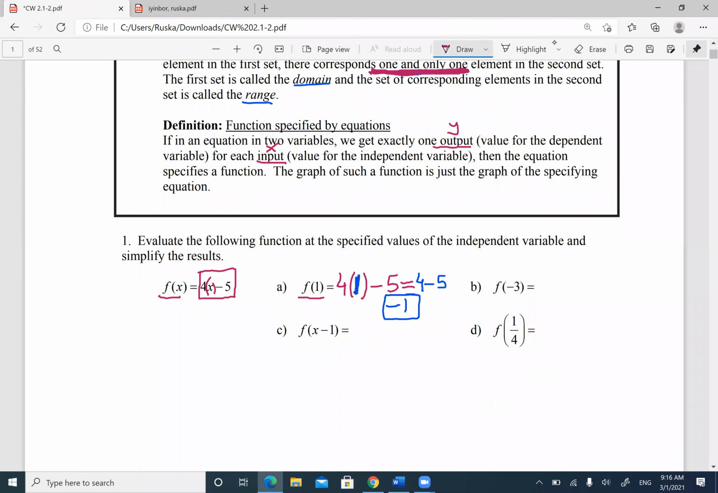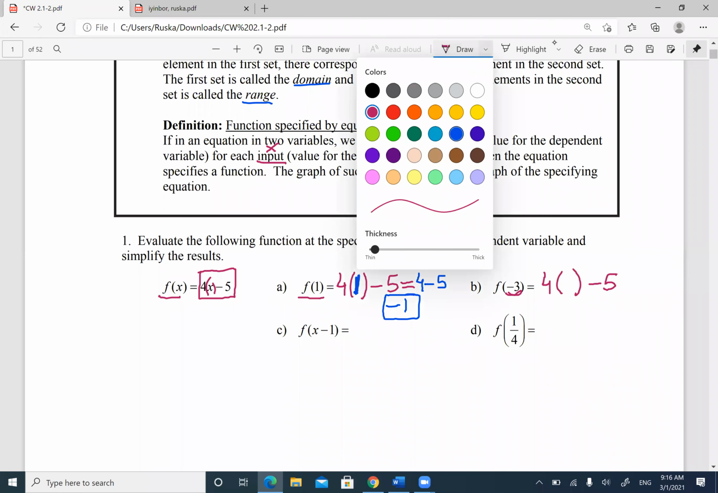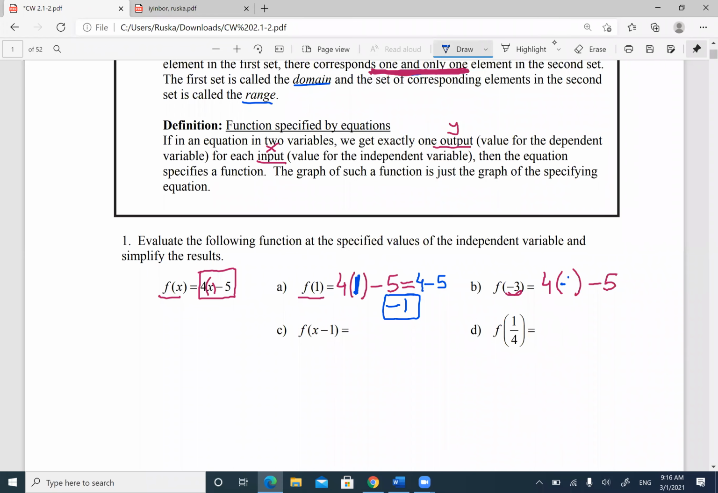The next one is the same. F of negative 3. So that means in the place of x, you're going to plug in negative 3 now. So you copy your function, which is 4x minus 5, and you're going to plug in what? Negative 3. In the place of x, you're going to plug in negative 3.